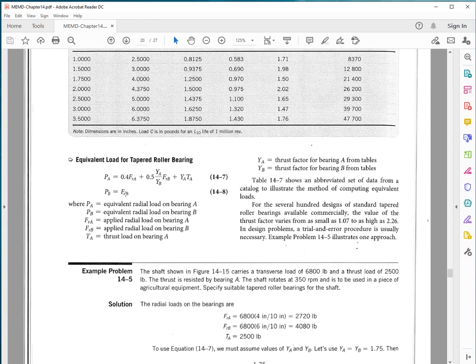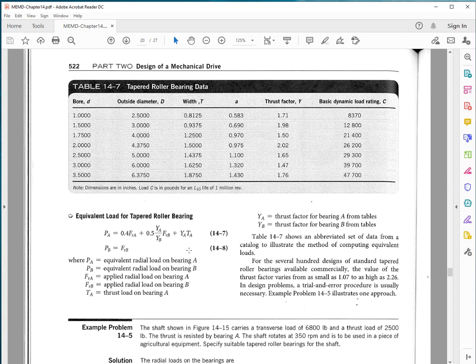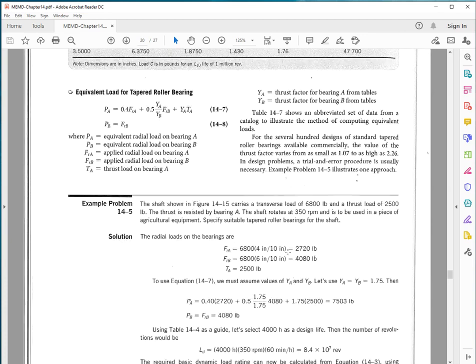Okay, so the equivalent radial load on the two bearings, you calculate them with this formula, and you have a table that gives you some factors. The thrust factor and the dynamic load rating.